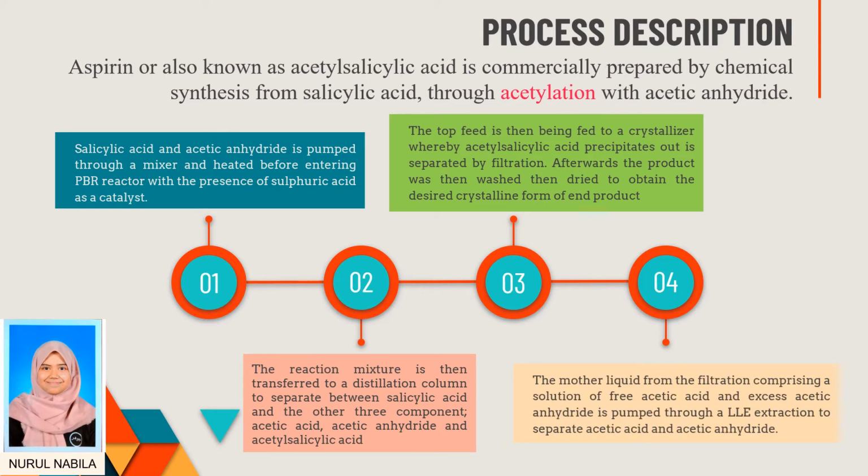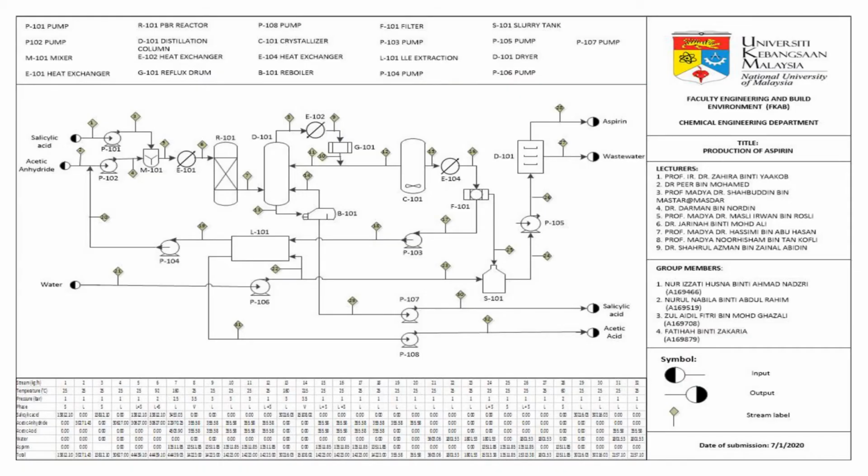The mother liquid from the filtration, comprising free acetic acid formed during the acetylation step and acetic anhydride, is pumped through an LLE extraction to separate acetic acid and acetic anhydride based on their miscibility with water. Acetic acid, which is miscible in water, will be extracted out and treated as waste, while acetic anhydride, with partial solubility in water, will be in the raffinate stream that acts as a recycle stream. The process flow diagram of the production of aspirin is shown on this page.